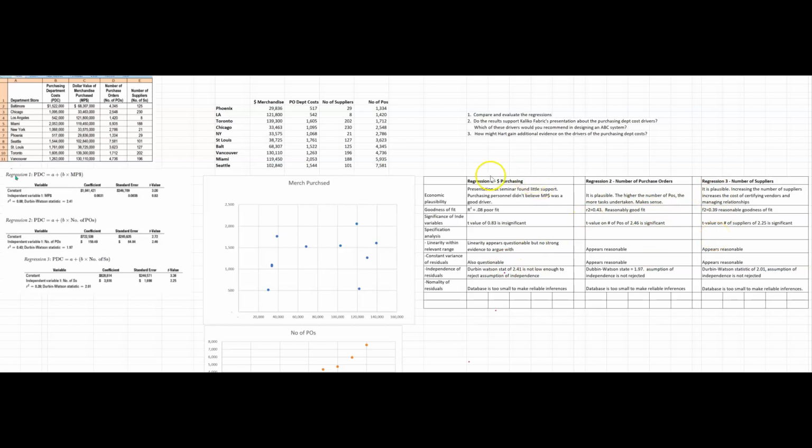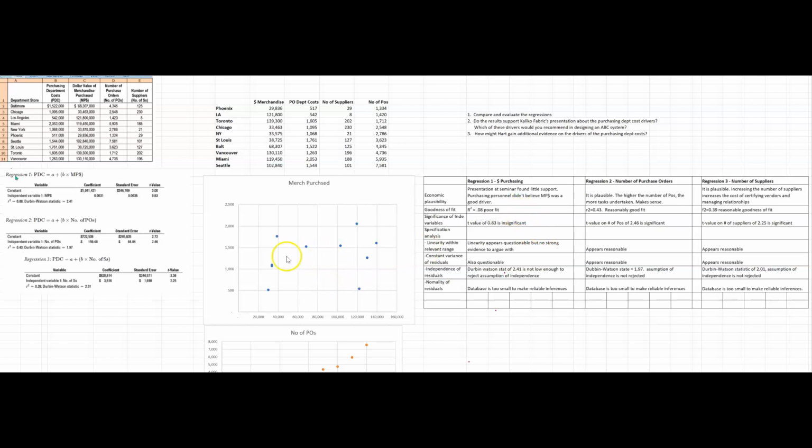So let's take a look at the first one, for purchasing dollars. The presentation at the seminar didn't find any support for this as a variable, and the purchasing personnel didn't believe it was a good driver either. Okay? For goodness of fit, we would look at the R squared, and the R squared here is 0.08, which is really low. So that would indicate a poor fit. And the other thing that I like to do is look at the chart itself, and the chart's crazy. It looks like a constellation or maybe like a dog, but it really doesn't look like a relationship.